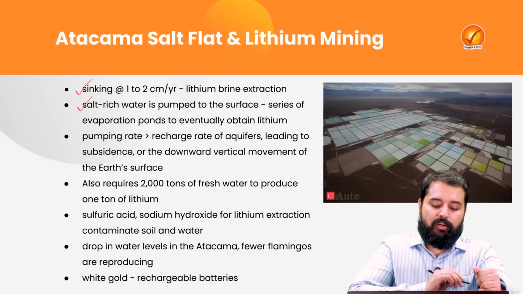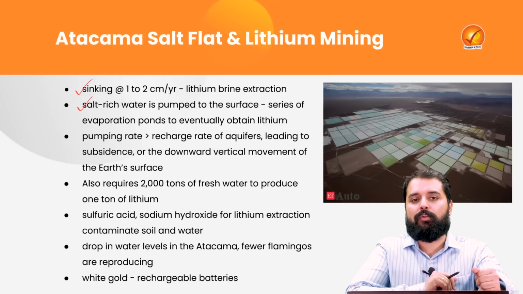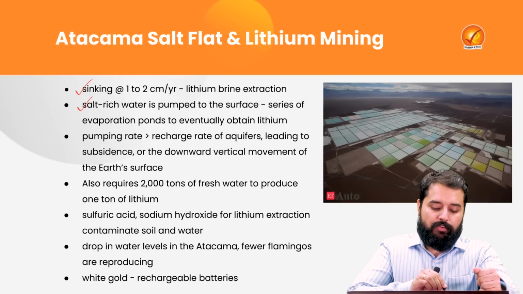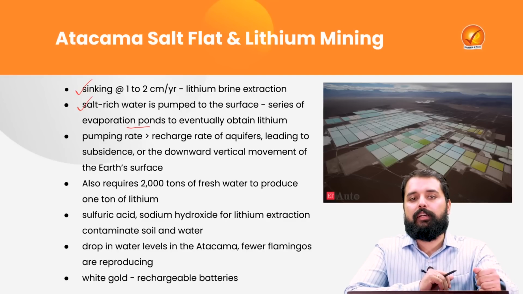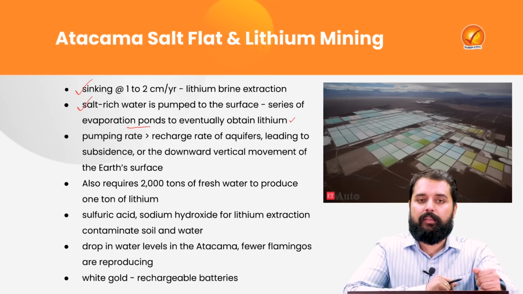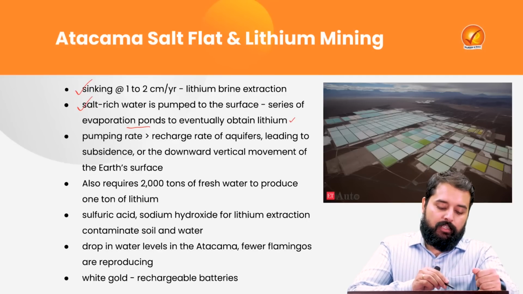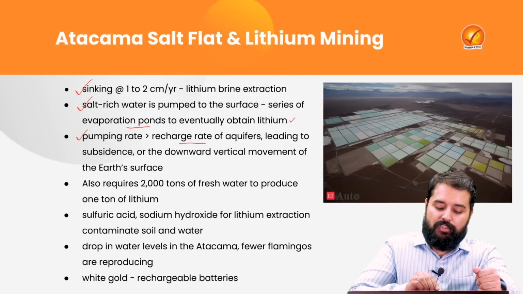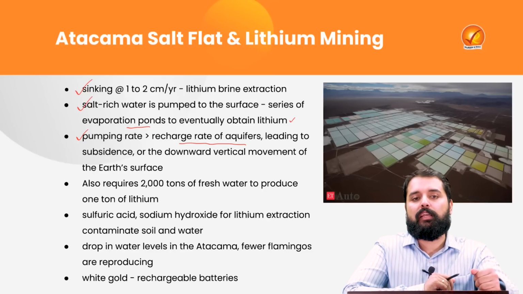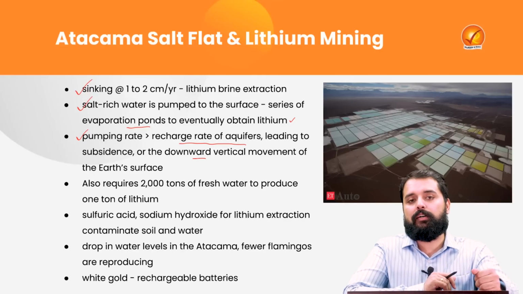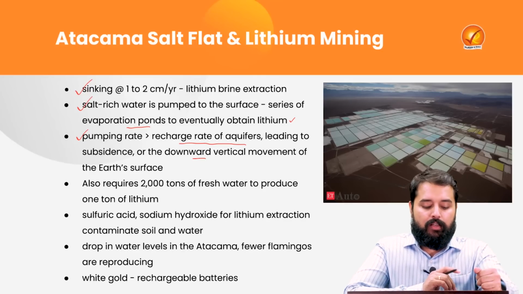The salt-rich water is pumped to the surface from beneath the ground, and once it is pumped, a series of evaporation ponds are constructed, and the water evaporates and eventually it is used to obtain the remaining lithium. But the rate at which the lithium brine is pumped from beneath the ground is more than the recharge rate of the aquifers. It leads to subsidence. That is, there is a downward vertical movement of the earth's surface in that region.